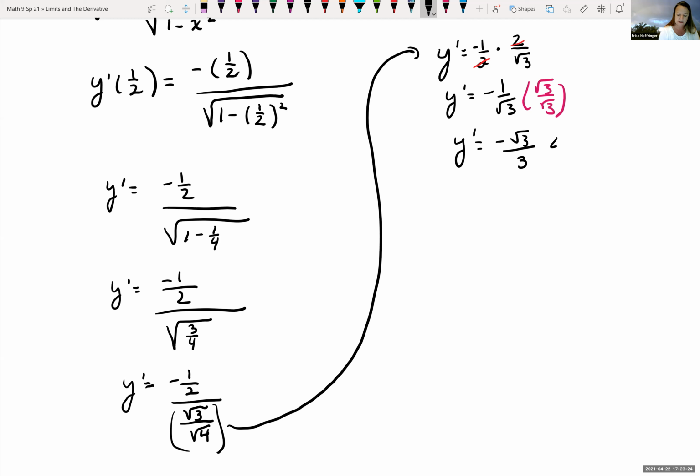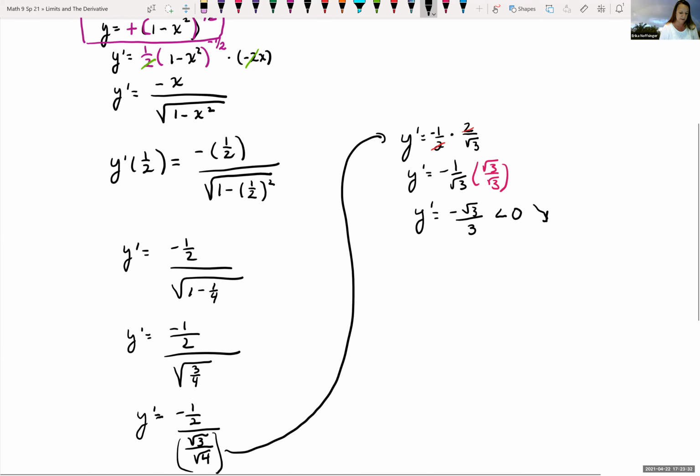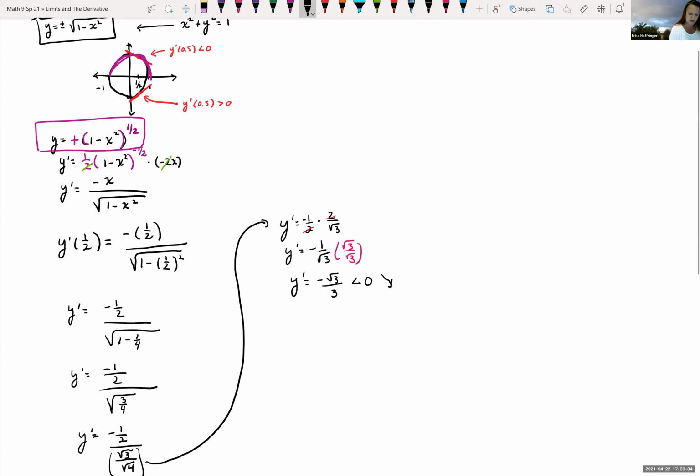So notice that this was less than 0. That tells us that our function is decreasing there, which we talked about when we looked at the graph, and we talked about the piece that we were just looking at was above the x-axis. The only difference, if we take it below the x-axis, this would have been a minus sign. And so we would have had y is equal to negative, parentheses 1 minus x squared to the 1/2.